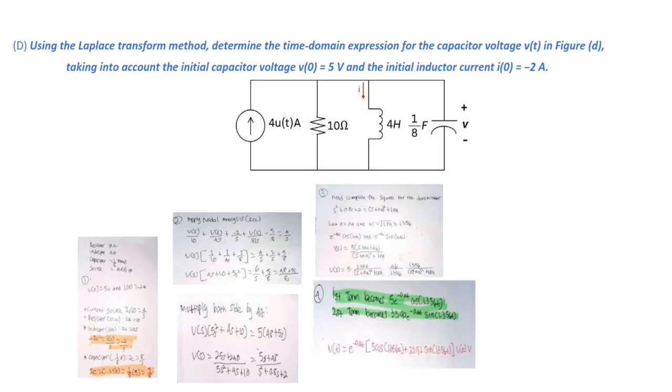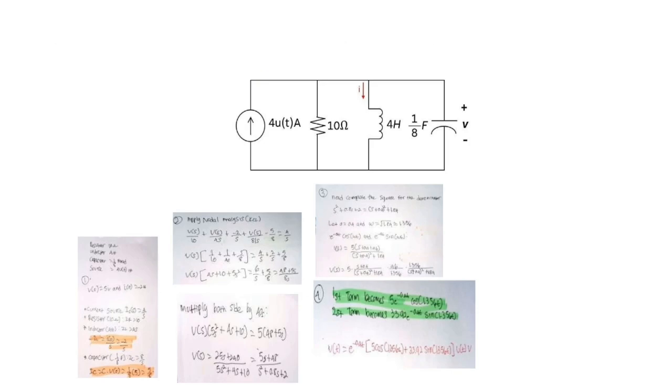In the circuit, we have a 10 ohm resistor, a 4 Henry inductor, a 1 by 8 farad capacitor, and a current source. First, step number 1, transform the components to the S domain. We identify the domain impedance and account for the initial conditions: V0 equal to 5 V and I0 equal to negative 2 A. Now V, this needs to flow in the same direction as I.